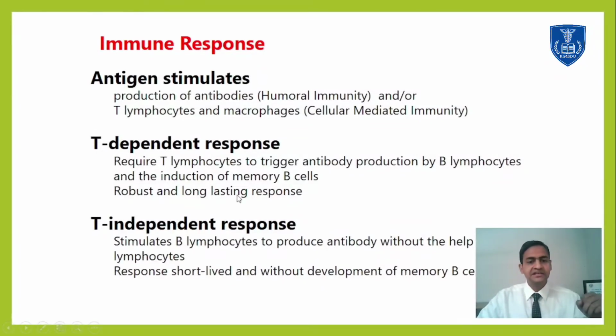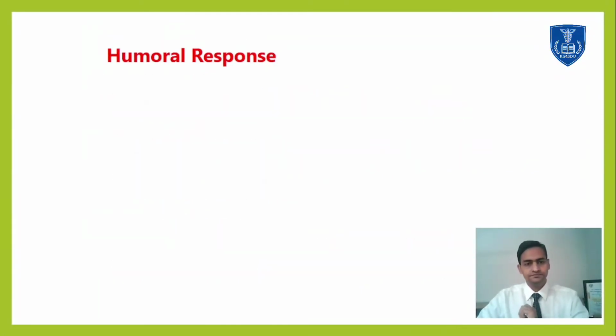Whereas the T independent response, which is also present, stimulates B lymphocytes to produce antibody without the help of T lymphocytes. That's why the response is short-lived, and being independent of memory cells, it has a limited advantage. That means for future infection, it will not be very helpful.